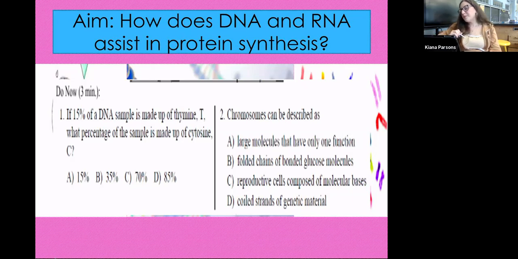Number 2, chromosomes can be described as large molecules that have only one function. No, that's really DNA. DNA is the large molecule, and it is the instructions for life. I basically think that answer is referring to DNA, but that's not what chromosomes are. Chromosomes are coiled strands, bundles of DNA. So chromosomes can be described as D, coiled strands of genetic material. So the answer to number 1 is B, 35%, and the answer to number 2 is D, coiled strands of genetic material. Let's go on.